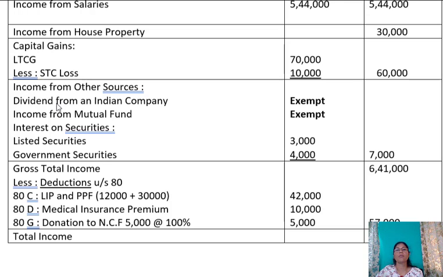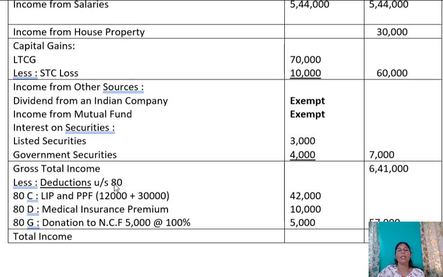Income from other sources, one is dividend from Indian company, it is exempt. Income from mutual fund is exempt. Interest on securities, listed securities and government securities, the amount is taken. So income from other sources is 7,000. So the gross total income, if you total the amounts of these 5 heads, you get 6,41,000.